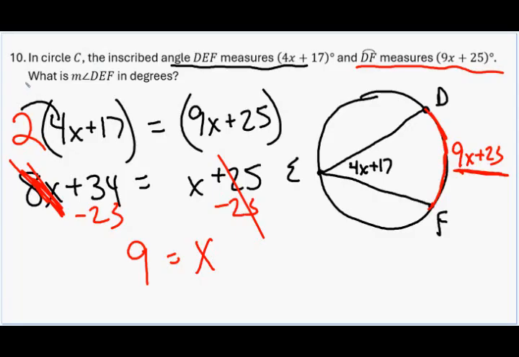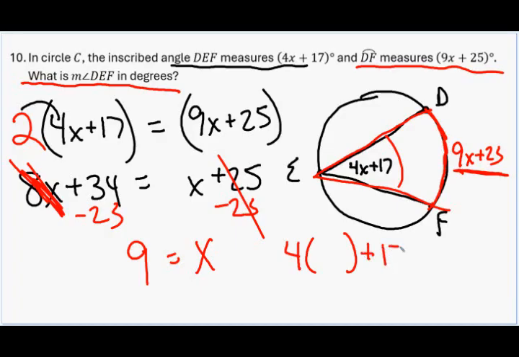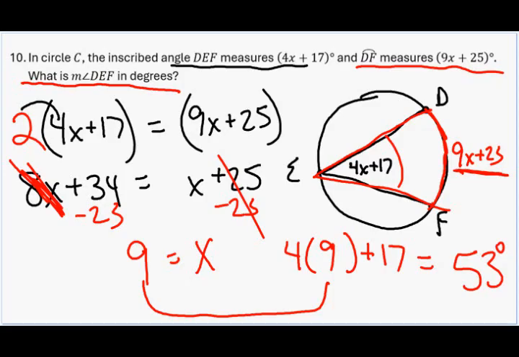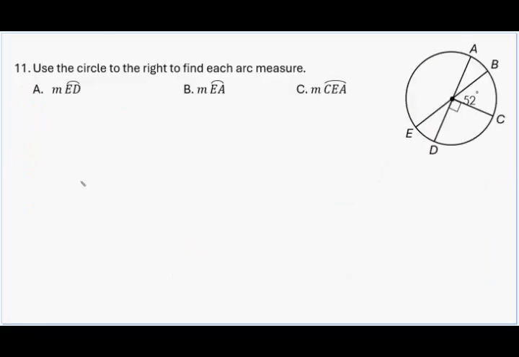Now, I almost thought I was done, but if we go back up and read the rest of the directions, what is the measure of angle DEF in degrees? Well, DEF is our angle right here, and that was 4 times x plus 17, and that 9 we just found is going to hop right in there. 4 times 9 plus 17 is 53 degrees. All right, we're on a roll.